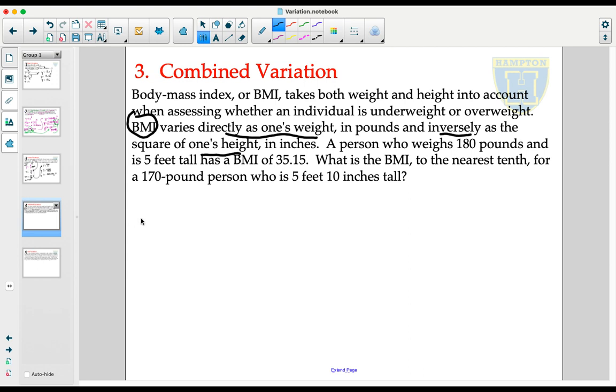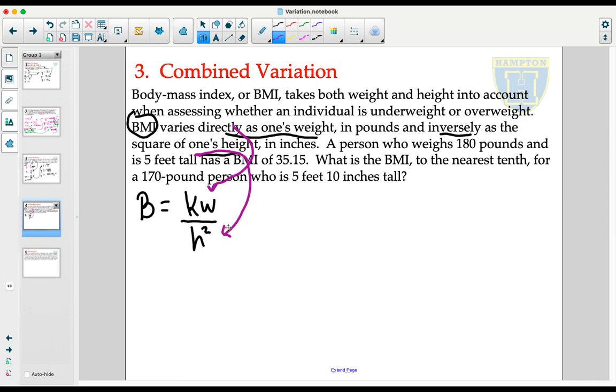If we just had a direct variation with the weight, our BMI would look like this. But since we also need to include an inverse variation with the height, we need to include h squared as part of the denominator. So the W in the numerator covers the direct variation part. The h squared in the denominator covers the inverse variation. And since it's the square of the height, we make sure we include h squared.